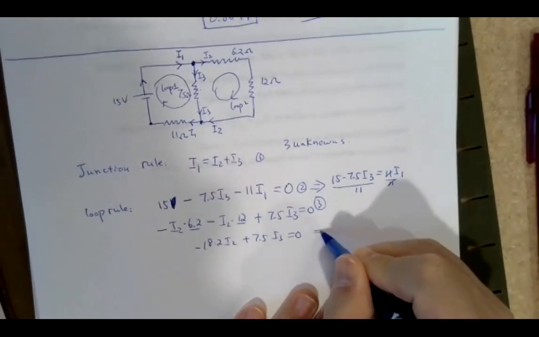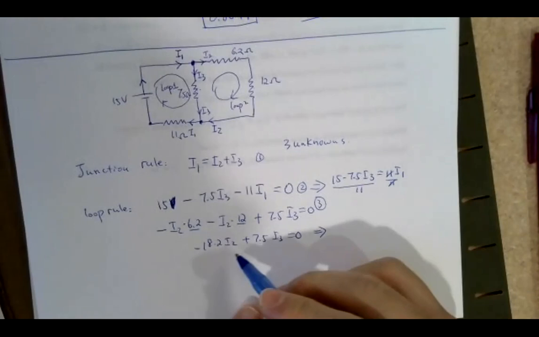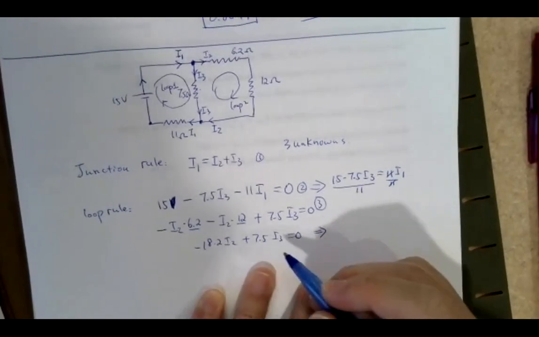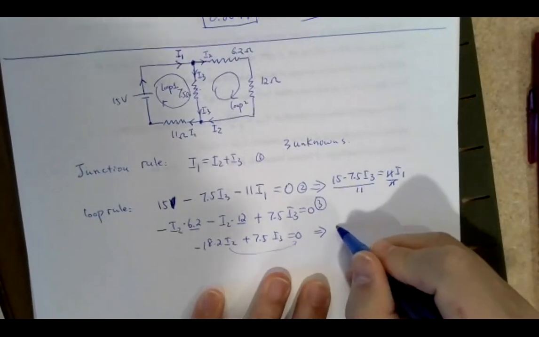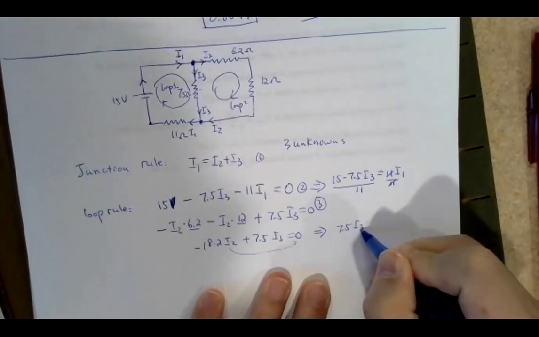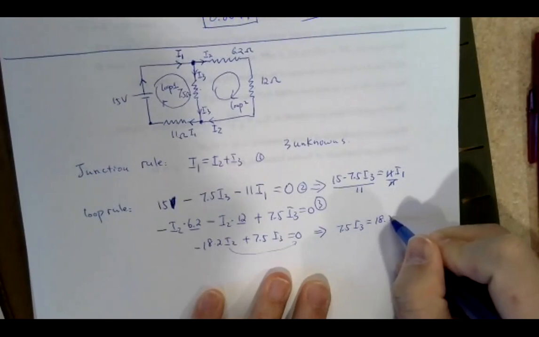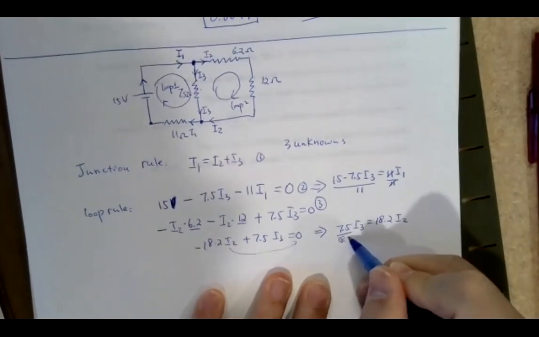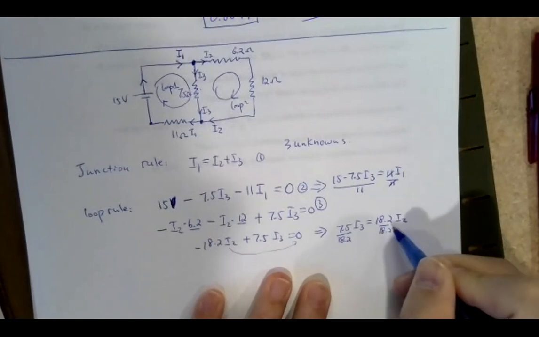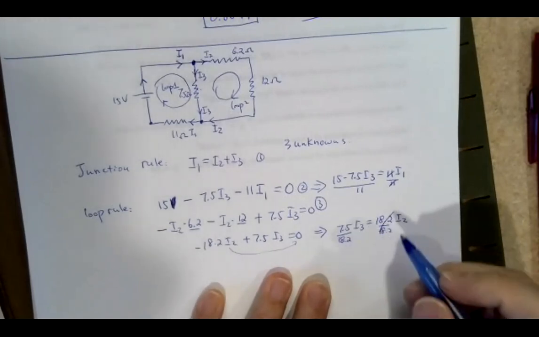On this one here, you can write I2 in terms of I3. So you can move this guy to the other side of the equation. So then it becomes 7.5 I3 equals 18.2 I2. Divide both sides by 18.2 and that will give you I2 in terms of I3.